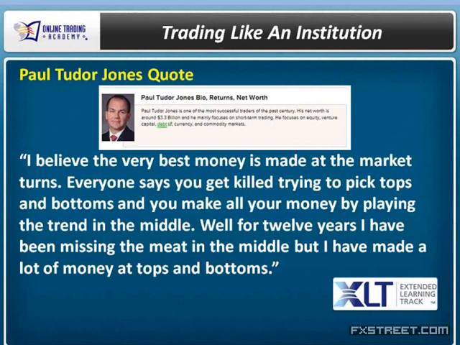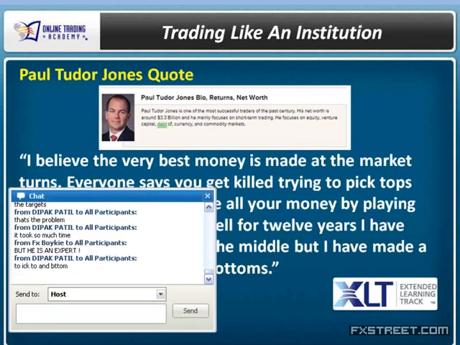But for a while, you kind of feel like you're on an island. Like, wow, how's everybody getting this easy money in the middle? How do they do that? Then you check people's trading statements, and it turns out many of them are not getting that easy money in the middle. Exactly, Boyke. He's just trading like an institution. Make sense?